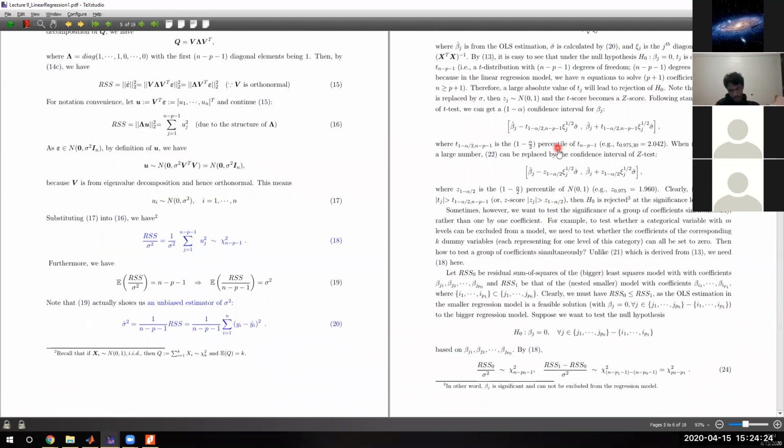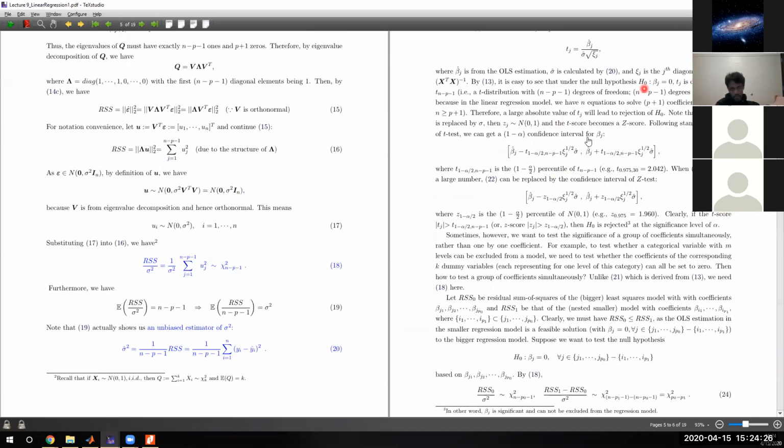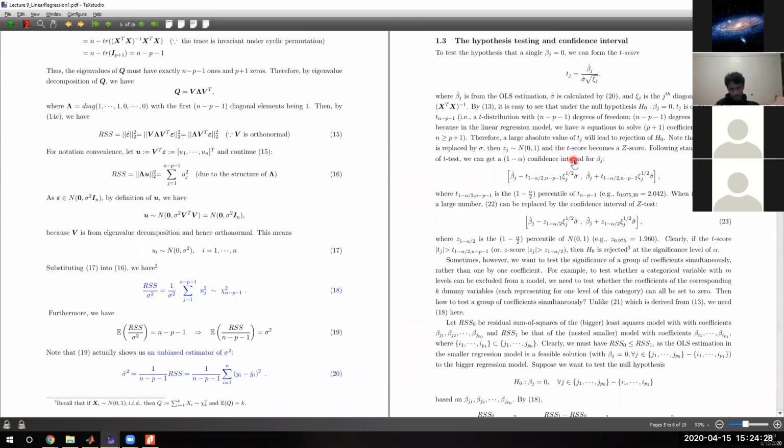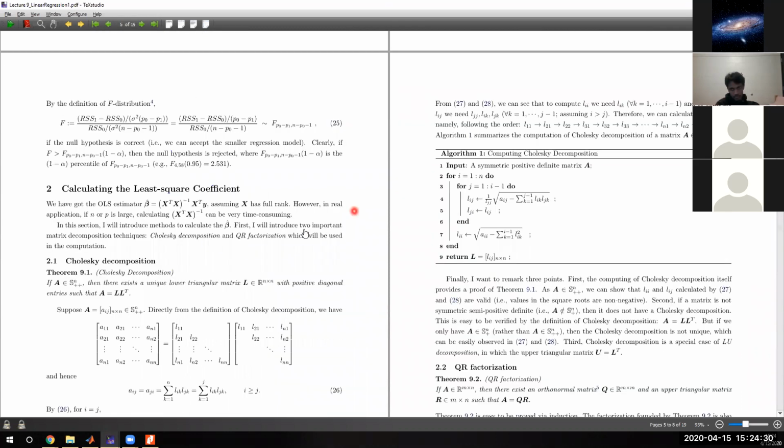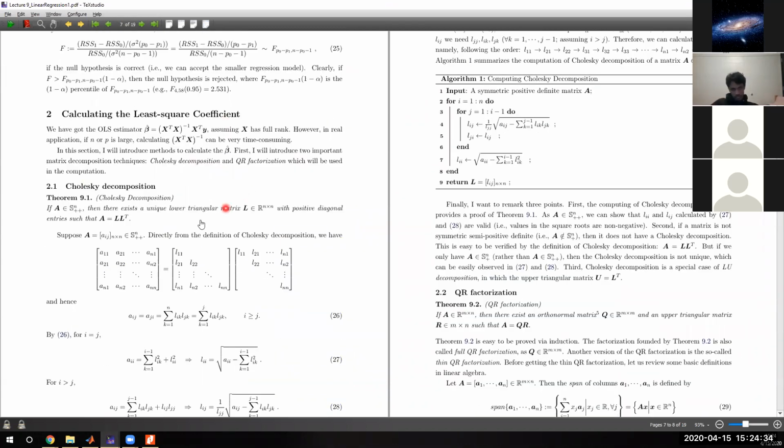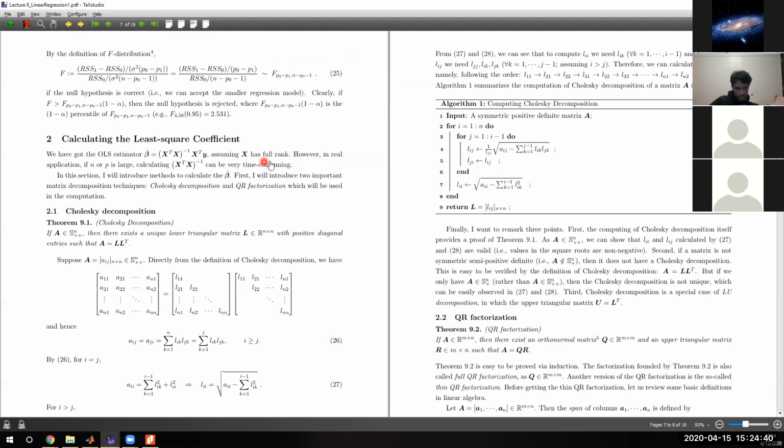Any questions about the statistical part? No? Okay. Then let's go to the mathematical part here. I'm going to introduce 2 types of decompositions. The first one is Cholesky decomposition.